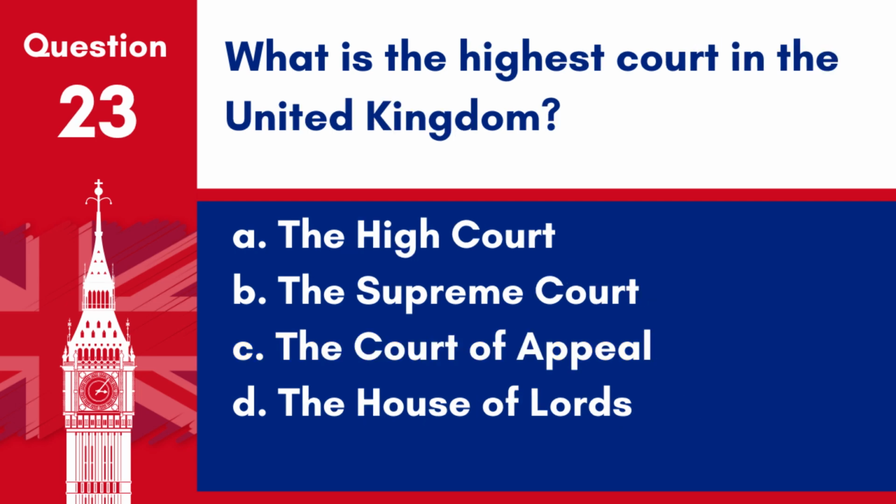Question 23. What is the highest court in the United Kingdom? A. The High Court. B. The Supreme Court. C. The Court of Appeal. D. The House of Lords. Answer: B. The Supreme Court. The highest court in the United Kingdom is the Supreme Court.